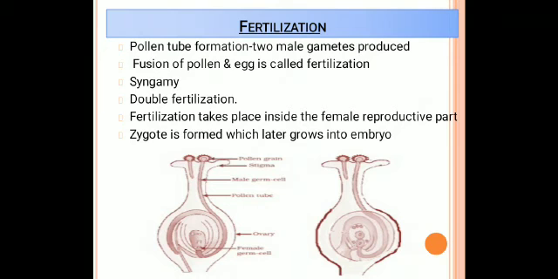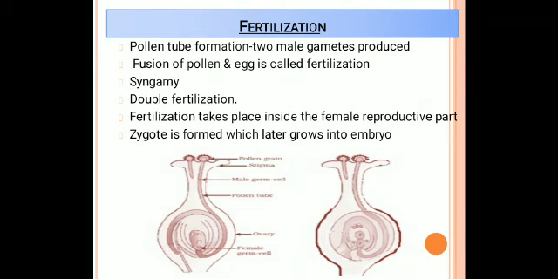In the picture you can see that this tube grows downwards through the stigma, to the style, and then finally it reaches the ovary. This ovary has the micropyle, which means a small hole present in the ovary. Through the micropyle it enters into the ovule.